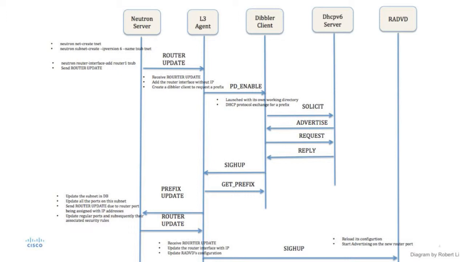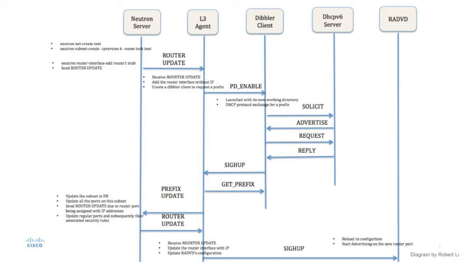So when the subnet's created, initially nothing much happens. The subnet is given a dummy prefix, nothing happens just yet. When the router interface is added, however, as part of the router update that goes to the L3 agent, it will recognize that that's a router interface for a prefix delegation enabled subnet that hasn't yet been given a prefix, and will spin up a new instance of the prefix delegation client with that PD enable call you see there. The Dibbler client then communicates back and forth with the external DHCP v6 server. Assuming all goes to plan, it receives a prefix which is finally assigned to it in the reply that comes back.